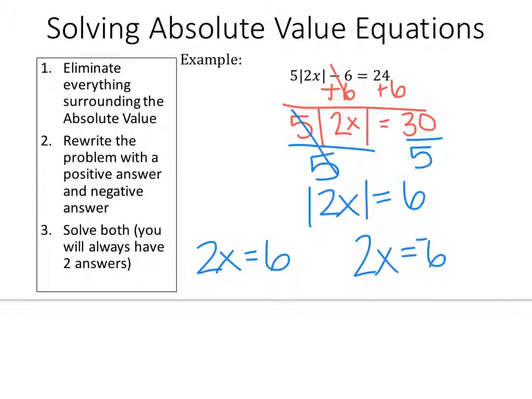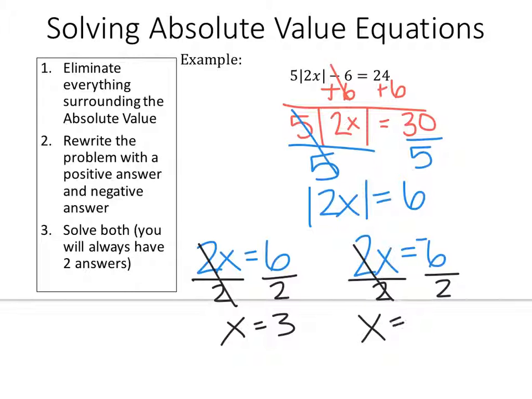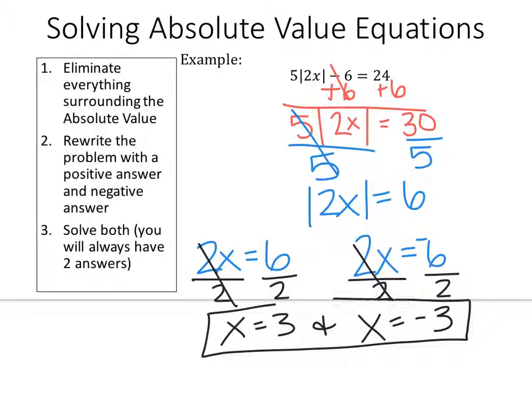So we finished step 2, and now step 3 is we're just going to solve both equations, which means I'm going to have 2 answers. So here I'm going to divide and I'm left with x equals 3. Also here I'm going to divide by 2, and I have that x could equal -3. So my answer is that x equals 3 and -3.